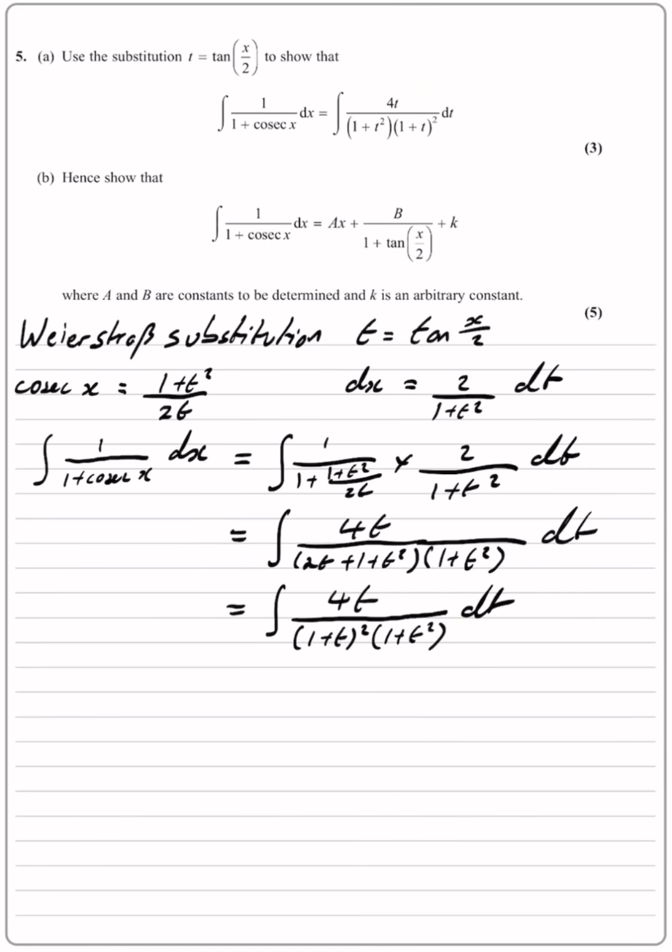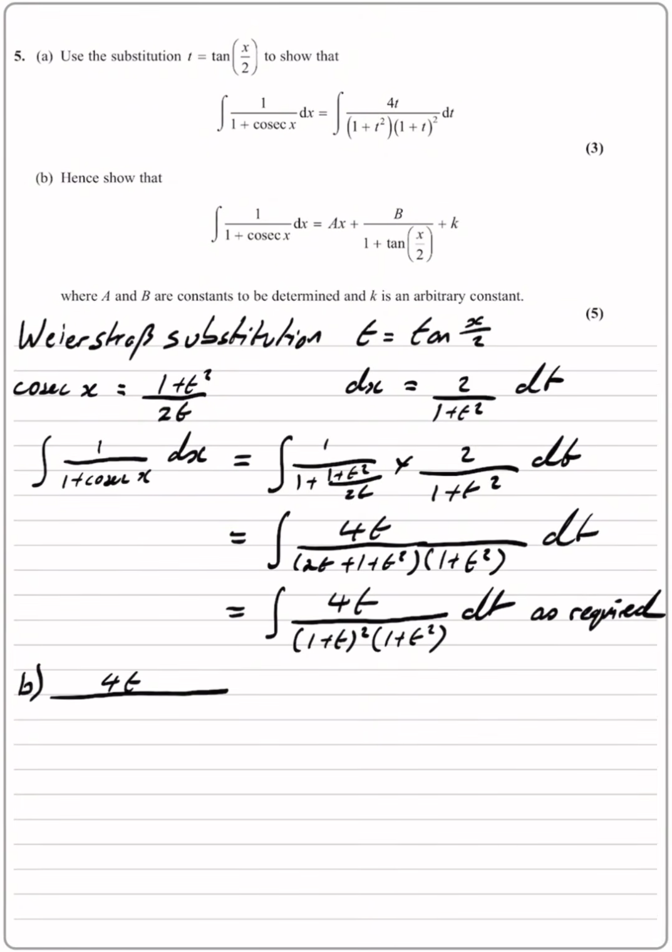Okay, so now we have a rational function in terms of t. We stand a much better chance of integrating. We're going to do this using partial fractions. So 40 over 1 plus t squared times by 1 plus t squared, but differently.